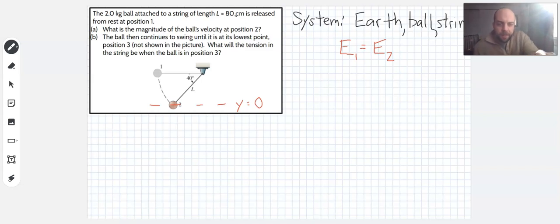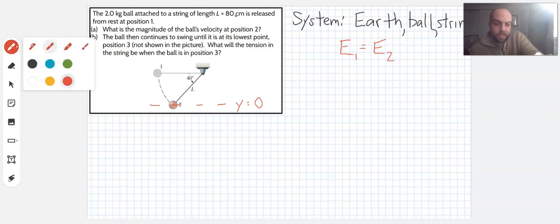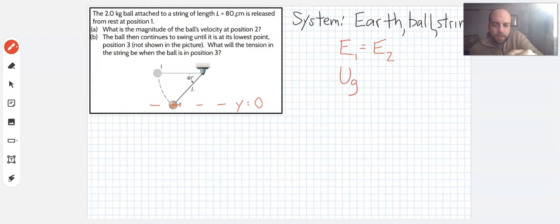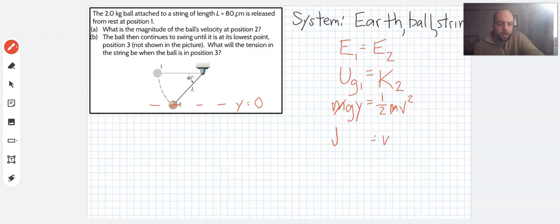In the beginning, there is some gravitational potential energy. I've defined y equals 0 as the position of the ball when it's at position 2. And that means there's some kinetic energy at position 2. And there wasn't any at 1 because it was released from rest. So, simply mgy equals 1/2 mv squared. M's cancel out, I'm not going to need them. Or v equals the square root of 2gy.